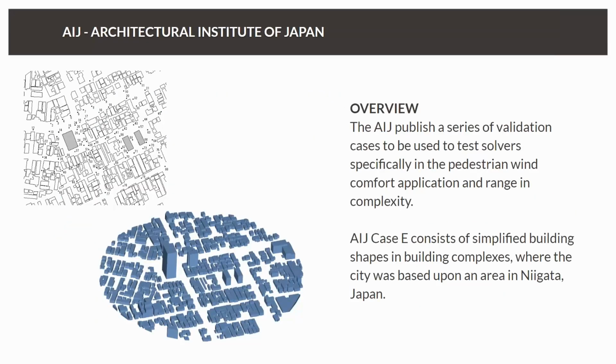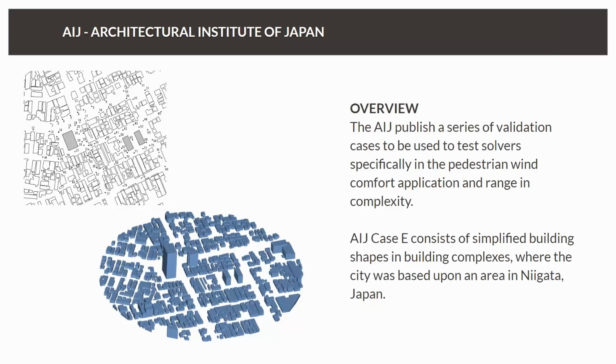So the AIJ is the Architectural Institute of Japan. They put together a series of about 6 or 7 validation cases which CFD companies or CFD users can use as a validation case for pedestrian wind comfort specifically. So what that means is if we were looking at flow through cities or smaller areas, then we can use these validation cases to make sure that the results we're getting are accurate. Most of these cases take measurements at pedestrian level, so that's just under 2 meters in height.